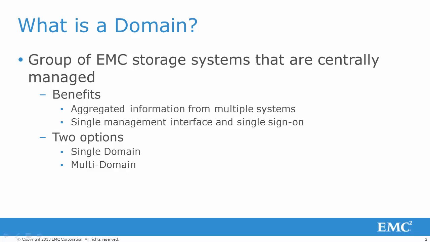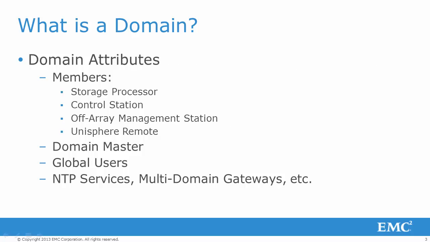can be in a single domain, or they can use the multi-domain functionality, which provides a connection between two or more domains, allowing you to manage storage systems in multi-domains from a single interface. Each domain is defined by a set of attributes that are stored by each system in the domain. When a new system is added to an existing domain, it automatically inherits the attributes of that domain. For example, every domain will have some members like storage processors or control stations, a master node, global users, etc.